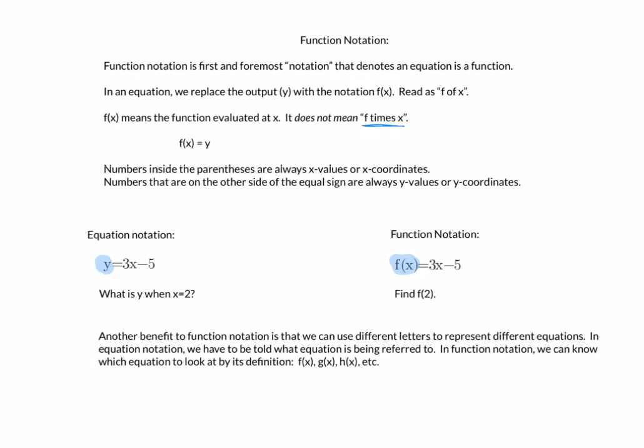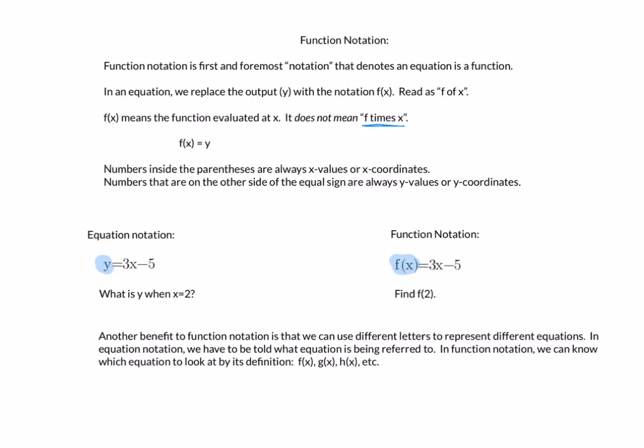Now in the past, what we've done is we've always asked the question something along the lines of what is y when x equals 2? And so one of the benefits of function notation is we can shorten up this statement into find f of 2. This is the exact same thing. This is what is y when x equals 2 in the equation y equals 3x minus 5.